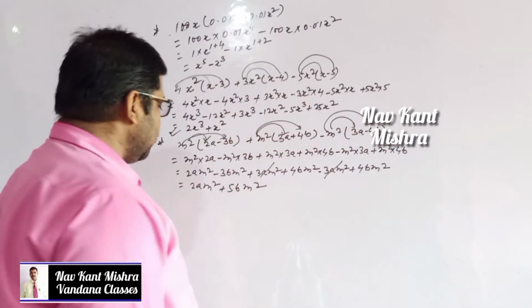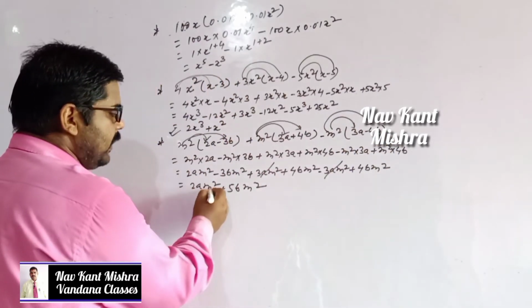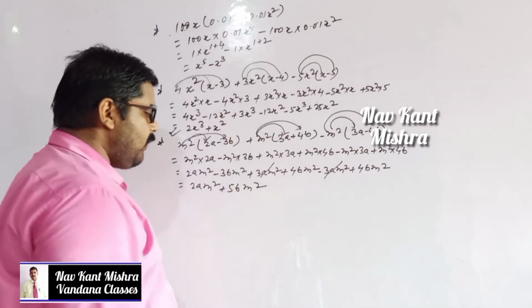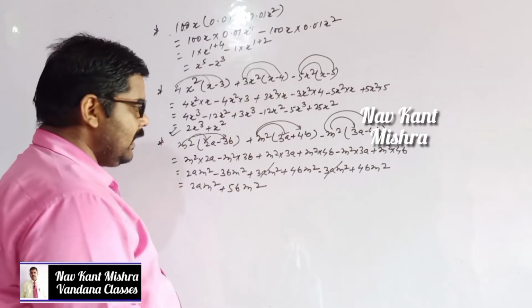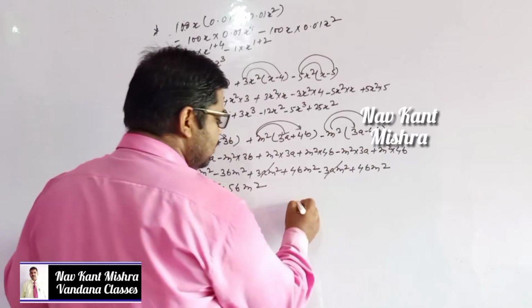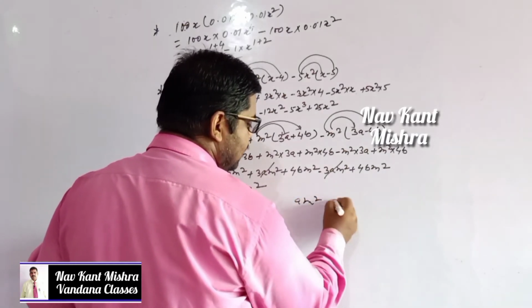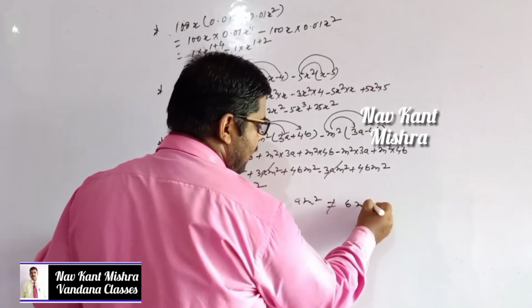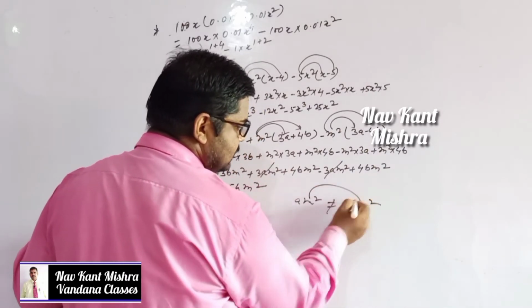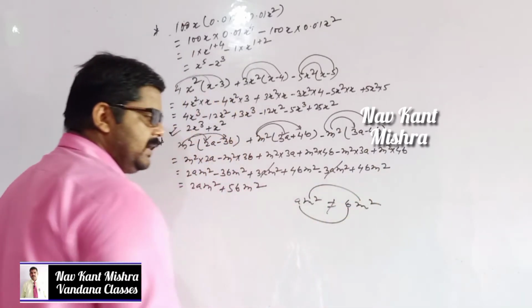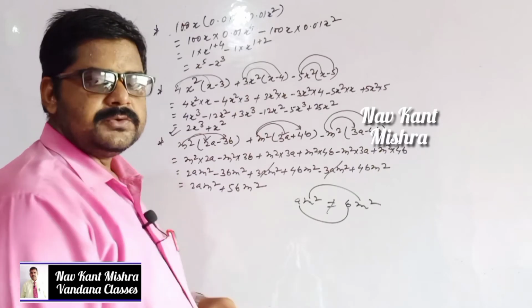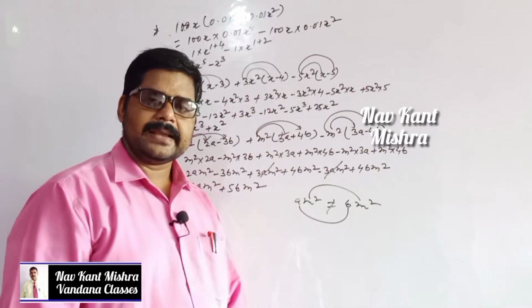And after simplification, you can just get 2am square plus 5bm square. And here I made it clear that am square is totally different from bm square, because m square is the same but a and b both are different, so they cannot be considered as like terms.